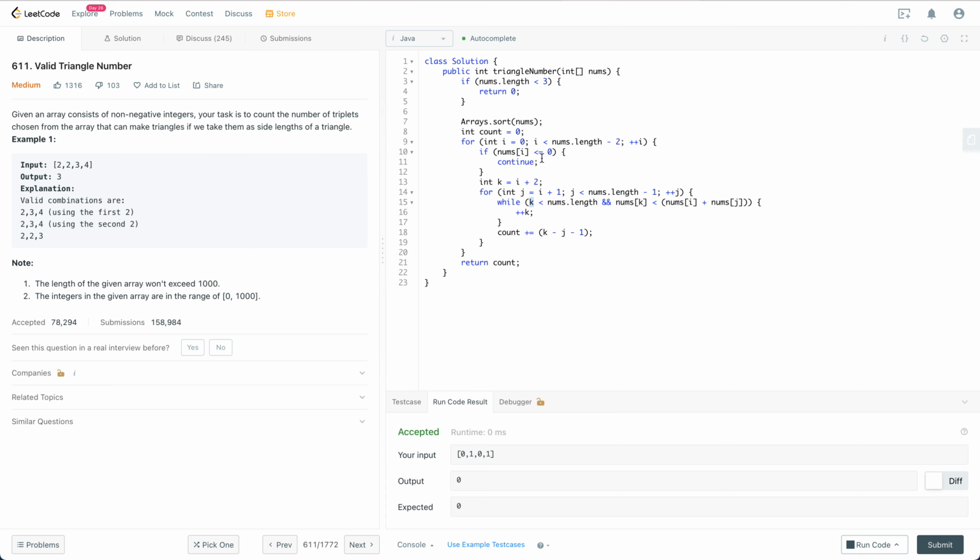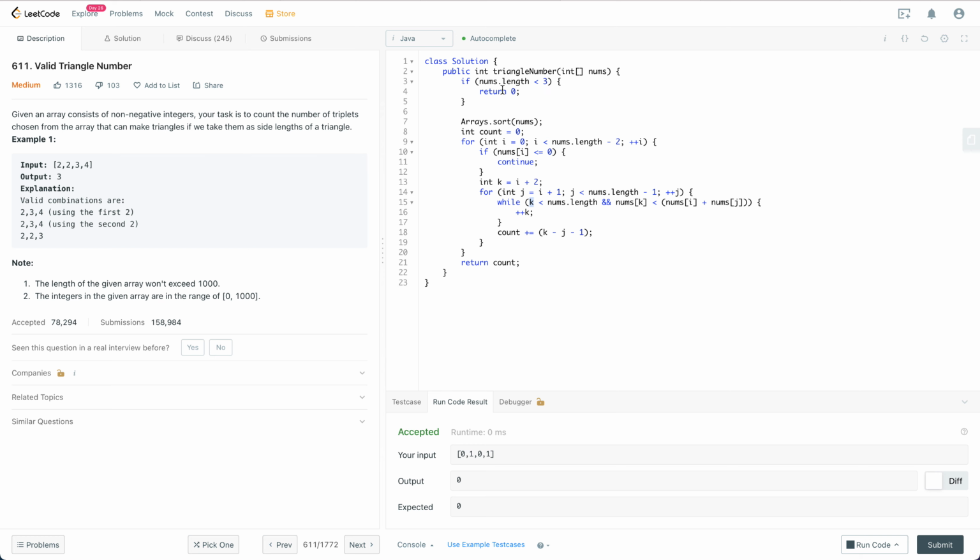That is because we use a technique when we enumerate the largest side. Every time we try to move k, we move k as far as we can, so that next time we don't need to restart. We don't need to start k from the very beginning. Instead, we just start from where we were last time.